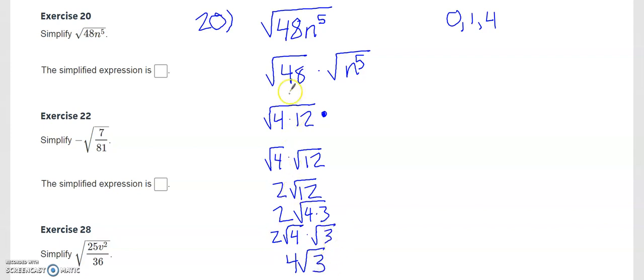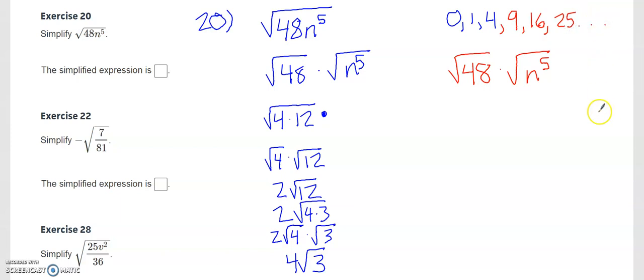Okay, that's one reality. Now let's look at a separate reality, and I'll change the color so we can refer to the blue and the red. Say I had the square root of 48 times the square root of n to the fifth. The thing is that with the perfect square factors, we usually go through them from least to greatest: 0, 1, 4, right? Then 9, because 3 squared. 16, which is 4 squared. 25, okay, etc., etc. The fact is that we actually want the greatest perfect square factor to make our lives as easy as possible.